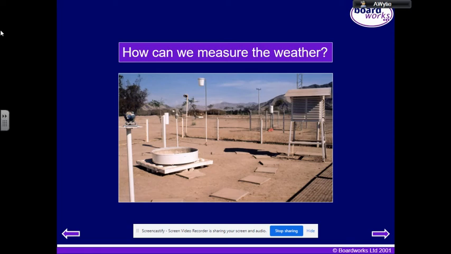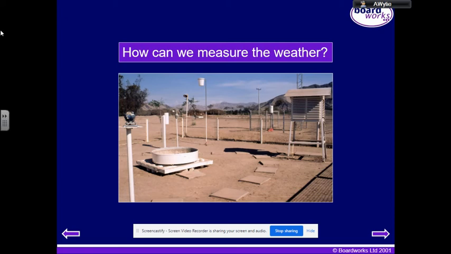Well, the reason is that meteorologists, the people who actually measure and predict the weather, need to know what the weather is like right now if they want to predict what it is going to do in the near future. Also, if you know what the weather is like in one place, it's possible to work out what the weather is going to be in another place. That's because weather moves.